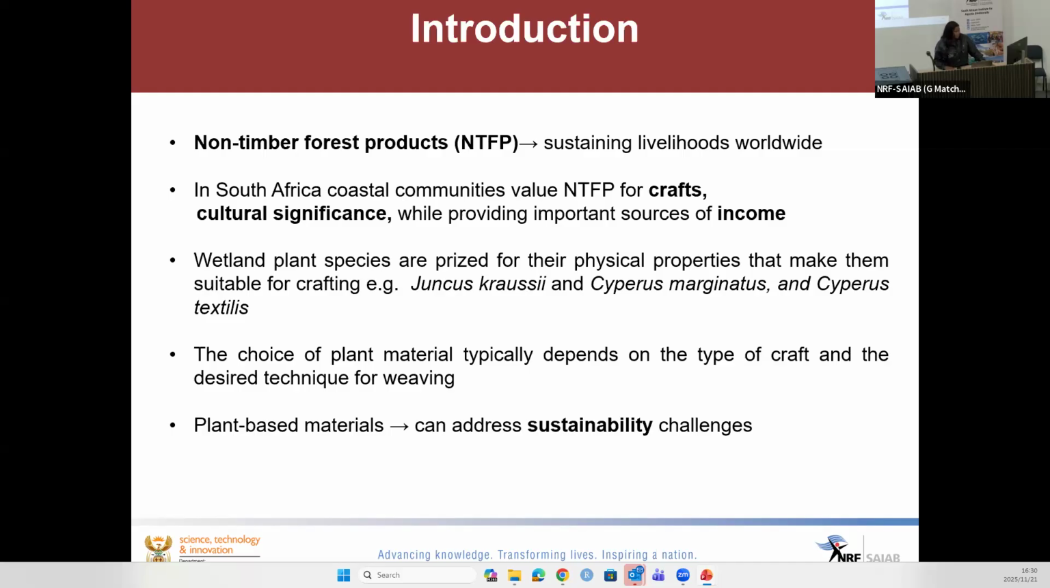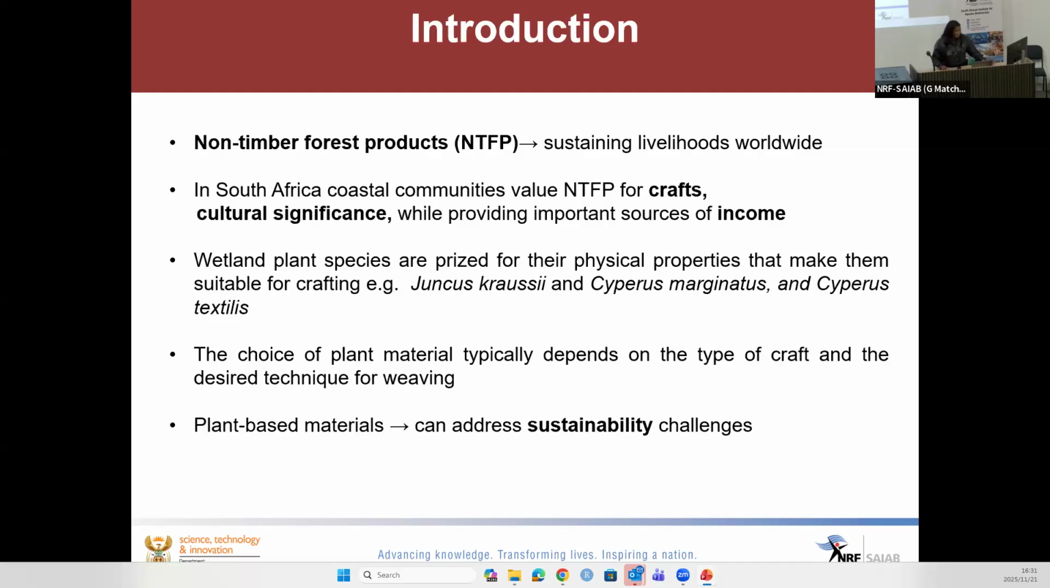So in South Africa, coastal communities value these NTFPs for crafts, for cultural significance, and because they provide sources of income. Certain wetland species such as Juncus kraussii, which is locally known as ingema, and Cyperus marginatus, which is a desert sedge, and Cyperus textilis, locally known as imizi, are prized for their physical properties that make them suitable for crafting.